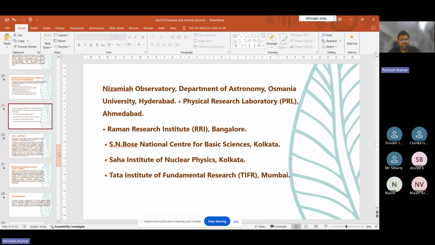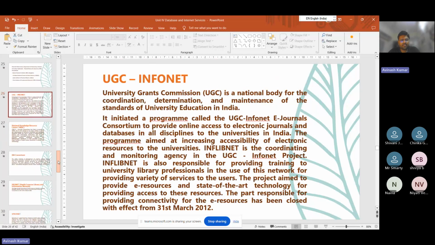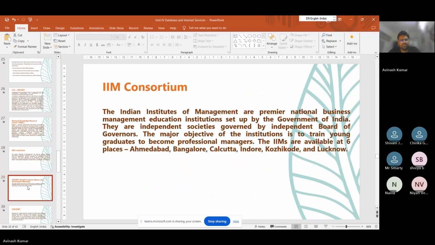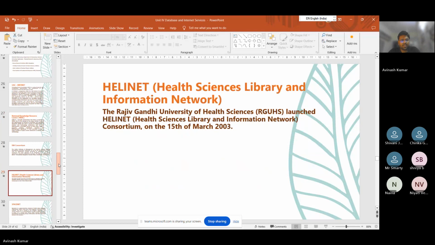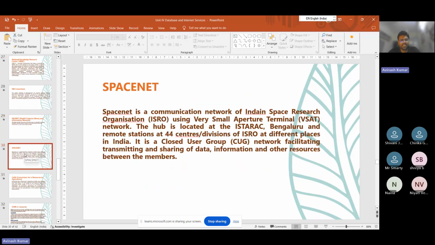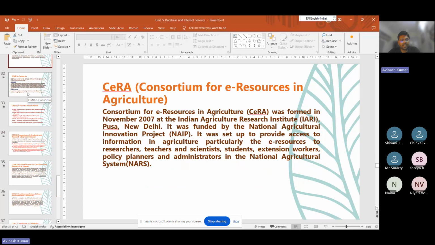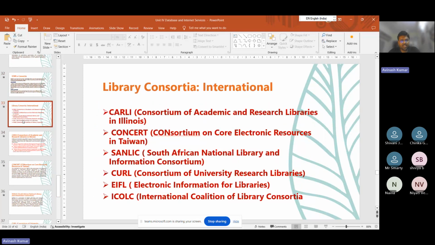Next is the UGC Infonet. You can see that. Then NKRC, National Knowledge Resource Center, IIM Consortium, Helinet, Health Science Library and Information Network, and SpaceNet. SpaceNet is a communication network of the Indian Space Research Organisation. CERA, Consortium of E-Resources in Agriculture. Then ICMR E-Consortia.